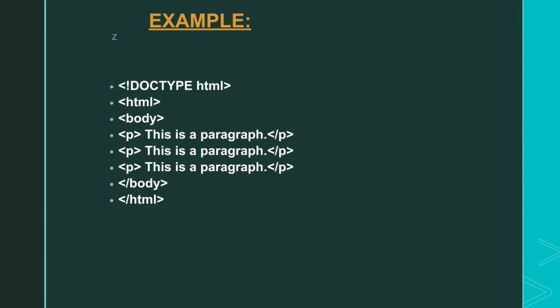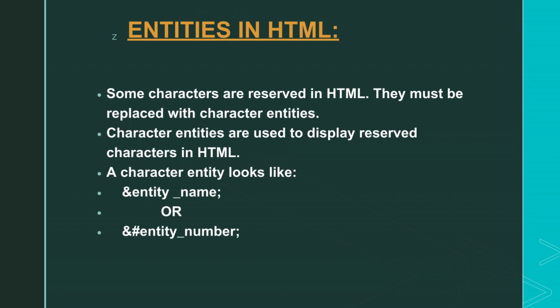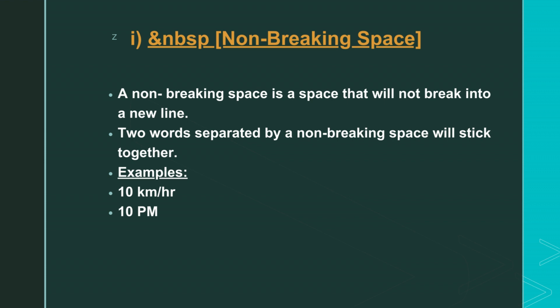Now next we can see entities in HTML. Some characters are reserved in HTML. They must be replaced with character entities. Character entities are used to display reserved characters in HTML. A character entity looks like an entity name or an entity number. Here we can see HTML entities, that is the greater than or less than sign. To display the less than sign we must write an ampersand entity. Now we can see the next slide, that is NBSP, that is non-breaking space.